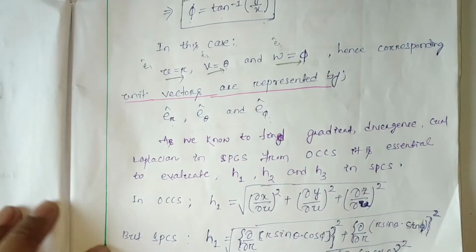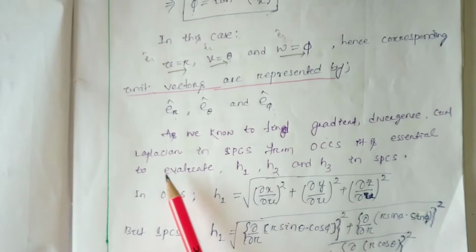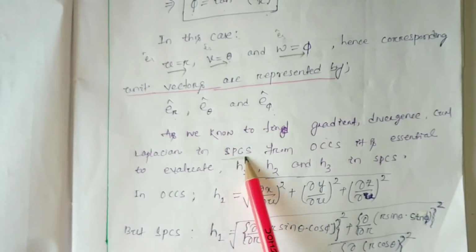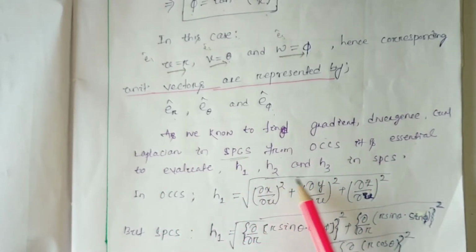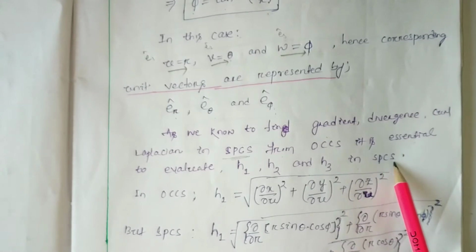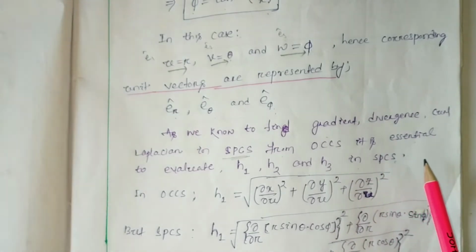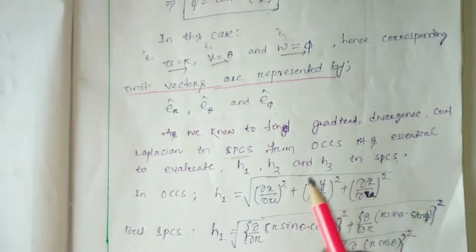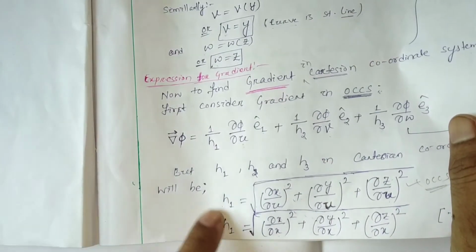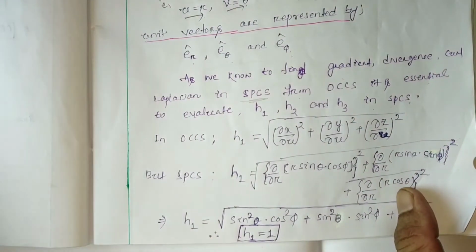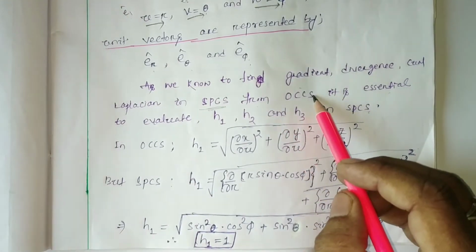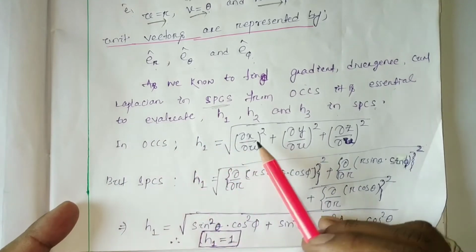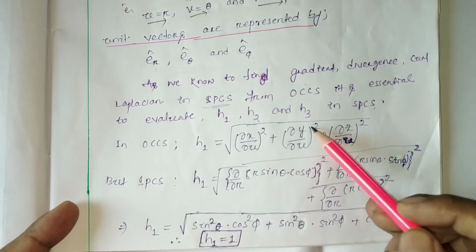So it is well known that to find the gradient, divergence, curl and Laplacian in the spherical polar coordinate system SPCS from OCCS, it is essential to find out H1, H2, H3 in SPCS. Okay, so this kind of work we already did in our last class, because H1, H2, H3 are very much important, which will be found by using expressions of OCCS. So in OCCS, H1 is nothing but the square root of del x by del u square, del y by del u square, del z by del u square.